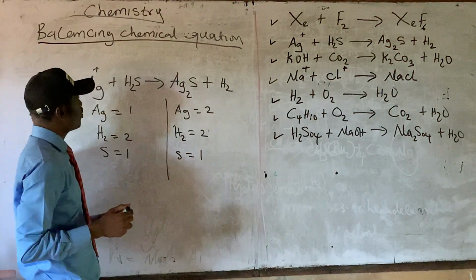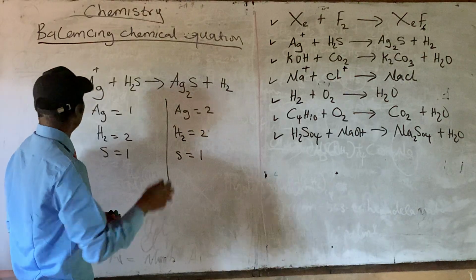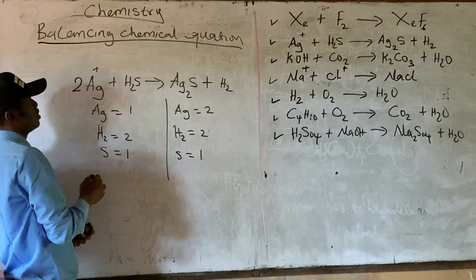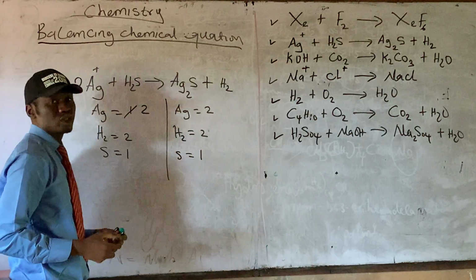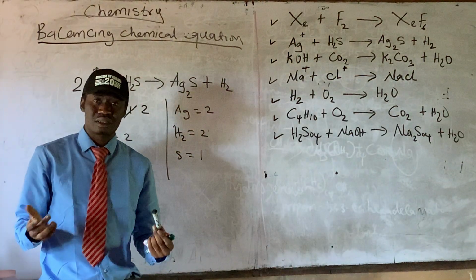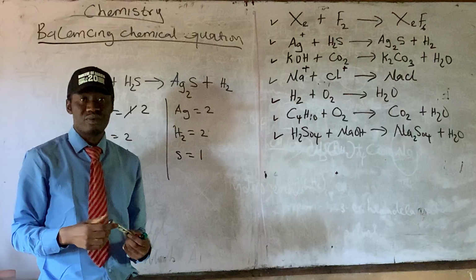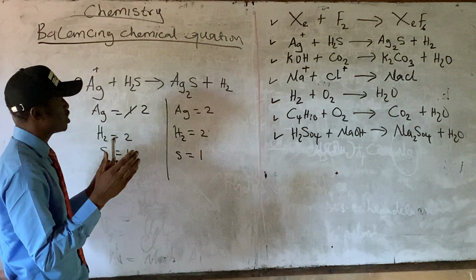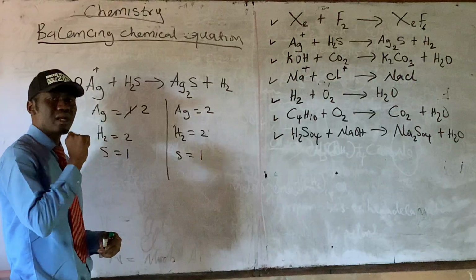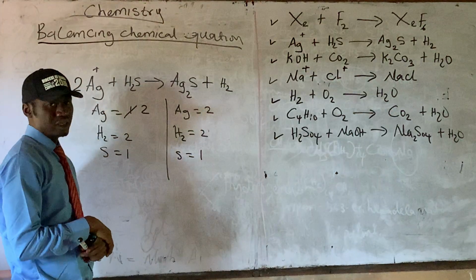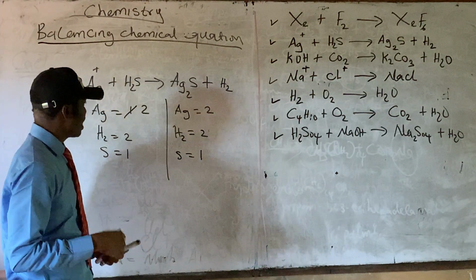But the silver has a problem. Common sense: if you put 2 here, 2 times 1, so this is 2, so that this equation will be balanced. It's very easy. Just look at the equation, list the number of atoms of the elements, then look for the one that is having a problem and work on it. Are you following now? So let's go to another one.